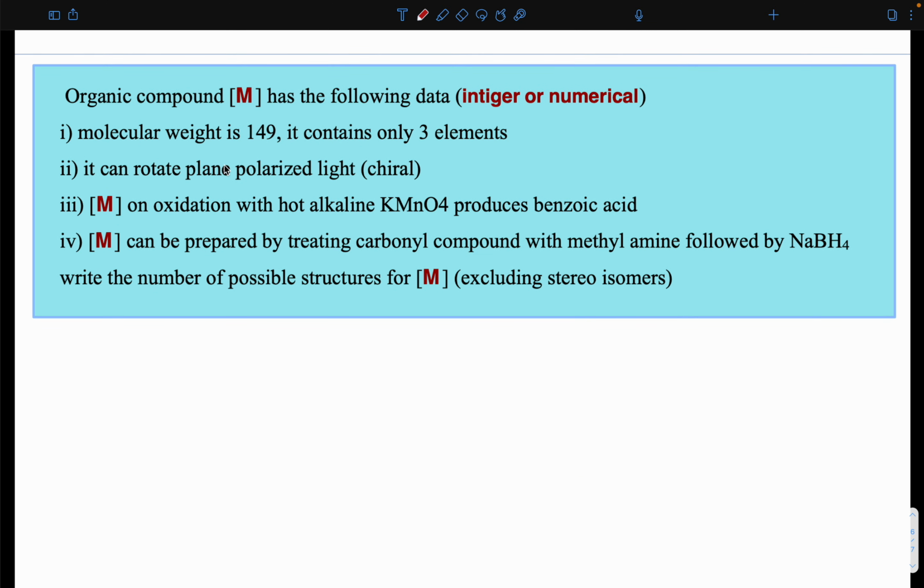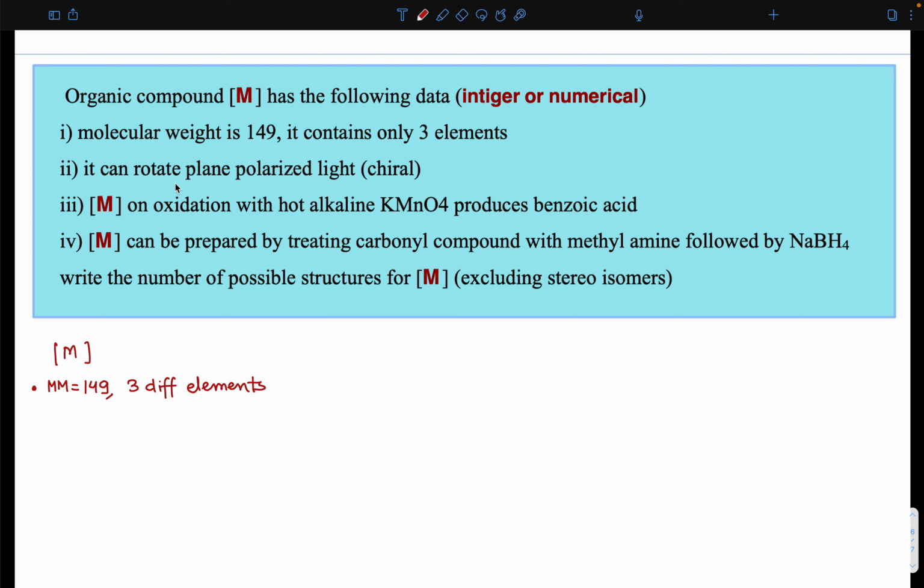And in the fourth problem, what we have given: organic compound M has the following data. First data, molecular weight is 149. It contains only three elements, meaning the compound consists of three different elements, maybe carbon, hydrogen and oxygen, or carbon, hydrogen and sulfur. So I am writing here three different elements.